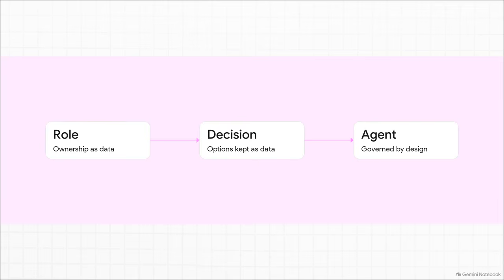Let's walk through 3 specific floors to show you how this mechanics works in practice. First, the role floor treats ownership as data. This means separation of duties becomes a simple query, which is exactly what regulators mean when they ask for named accountable persons. Second, the decision floor keeps alternatives, criteria, and trade-offs as data. This perfectly matches the Annex 4 technical documentation requirements we discussed.